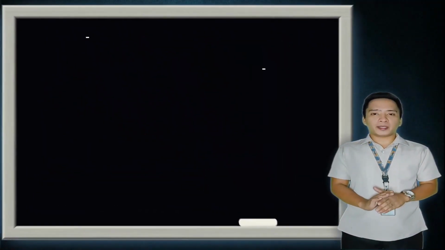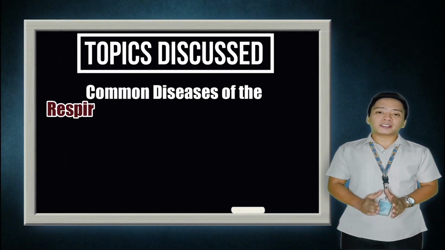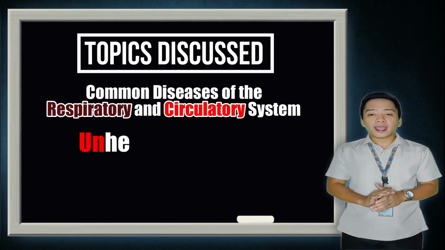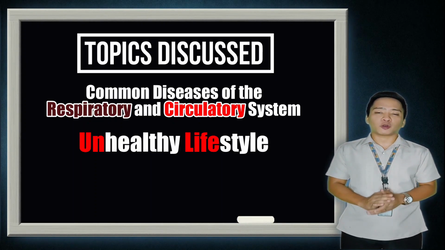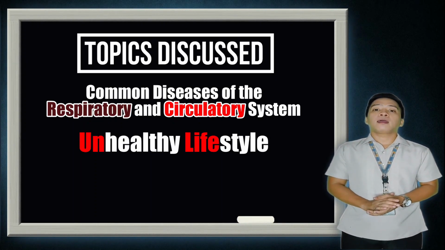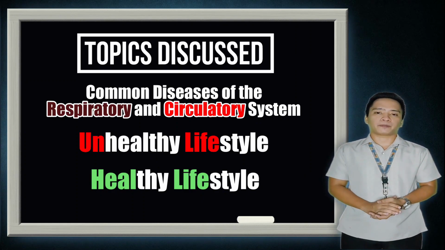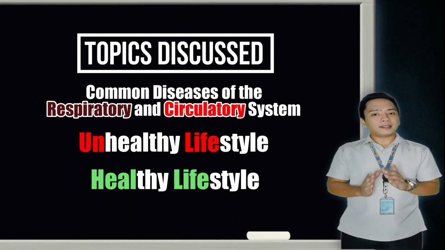Let's review the topics we discussed. First are the common diseases of the respiratory and circulatory system. Second are the unhealthy lifestyles that may lead to acquiring diseases in the respiratory and circulatory system. And last are the healthy lifestyles that will maintain the normal functioning of the respiratory and circulatory system. Now that we already finished our discussion, let's see if you learned something.